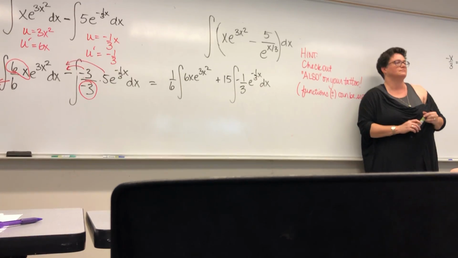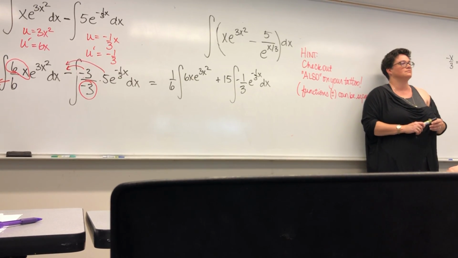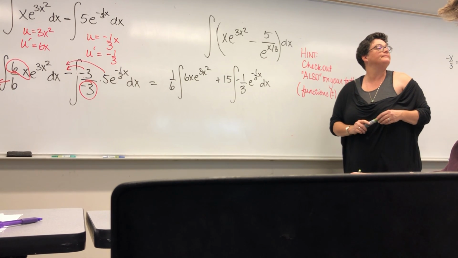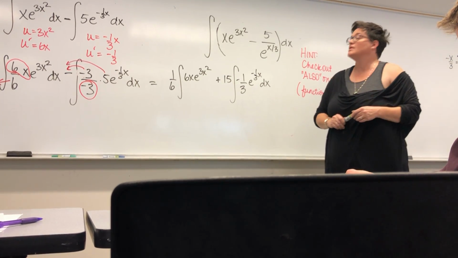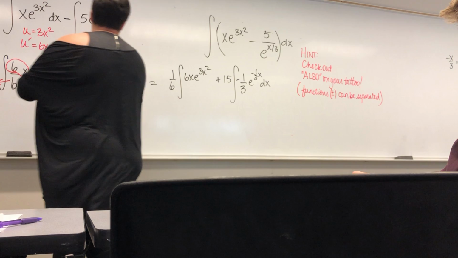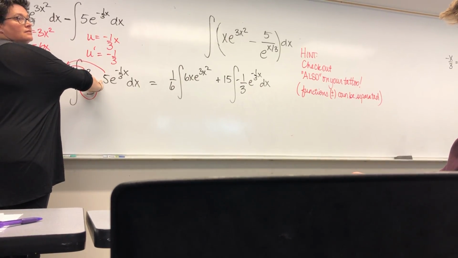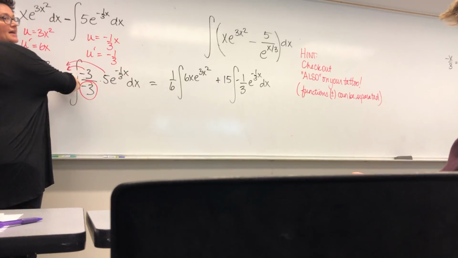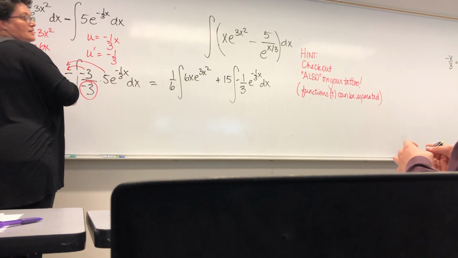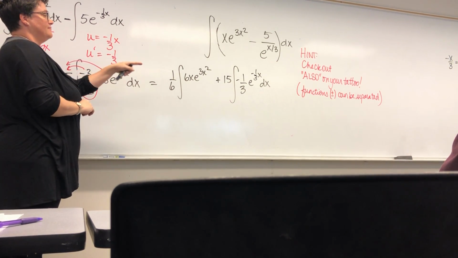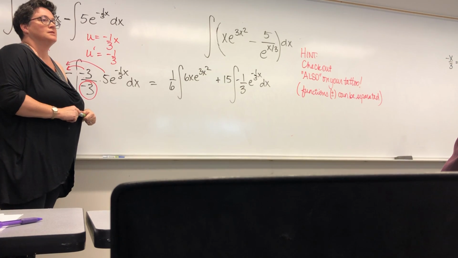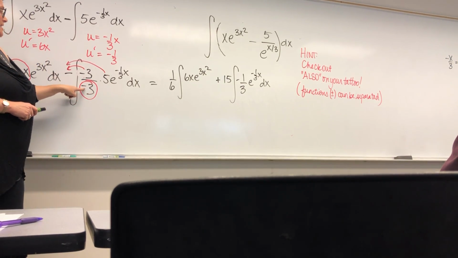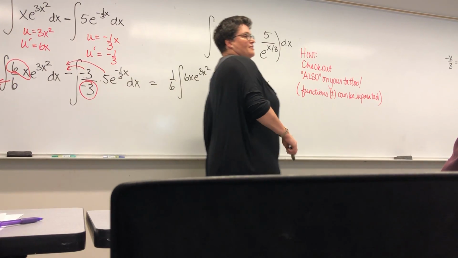Questions about that? Yes? Okay, so you see that this becomes -15, right? So when I drag it out, it's multiplied by that negative. So negative times this negative makes it positive 15, okay? Leaving this negative inside to make -1/3.